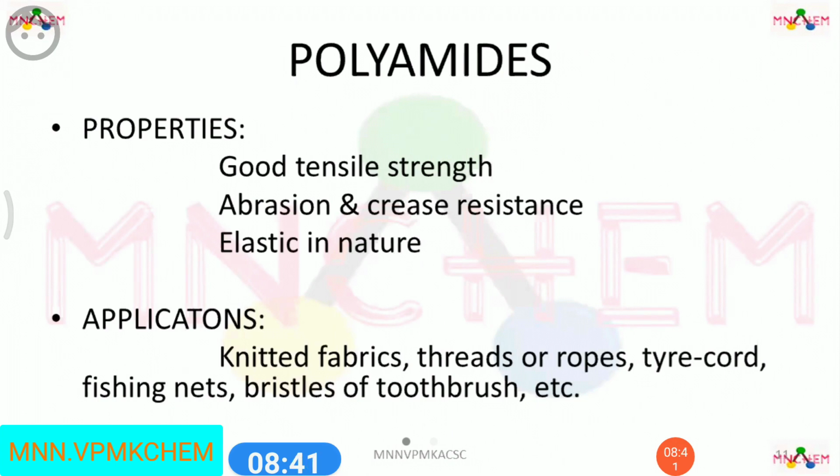Applications of polyamides. It is used in the knitted fabrics like hosiery, socks, etc. The polyamides or nylon fibers are used for the preparation of ropes, tire cords, fishing nets, and also it is found in the bristles of toothbrush. So these are the various applications of polyamides.